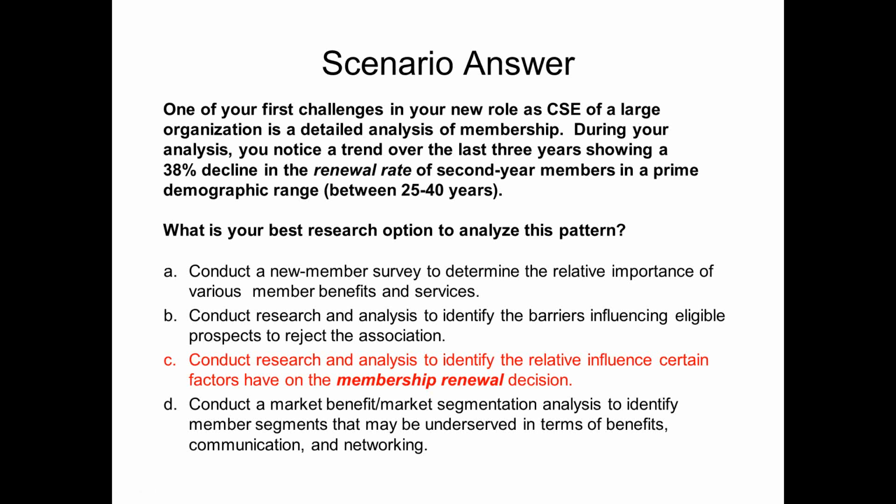But what A is looking at is new members, and that's not what the client has. So it's looking at why people are not joining. That's why that's not really matched up with the scenario, which is a problem with renewal. C is looking at what's influencing people to renew or not. There is some overlap in there, but C is the focus answer on the scenario.